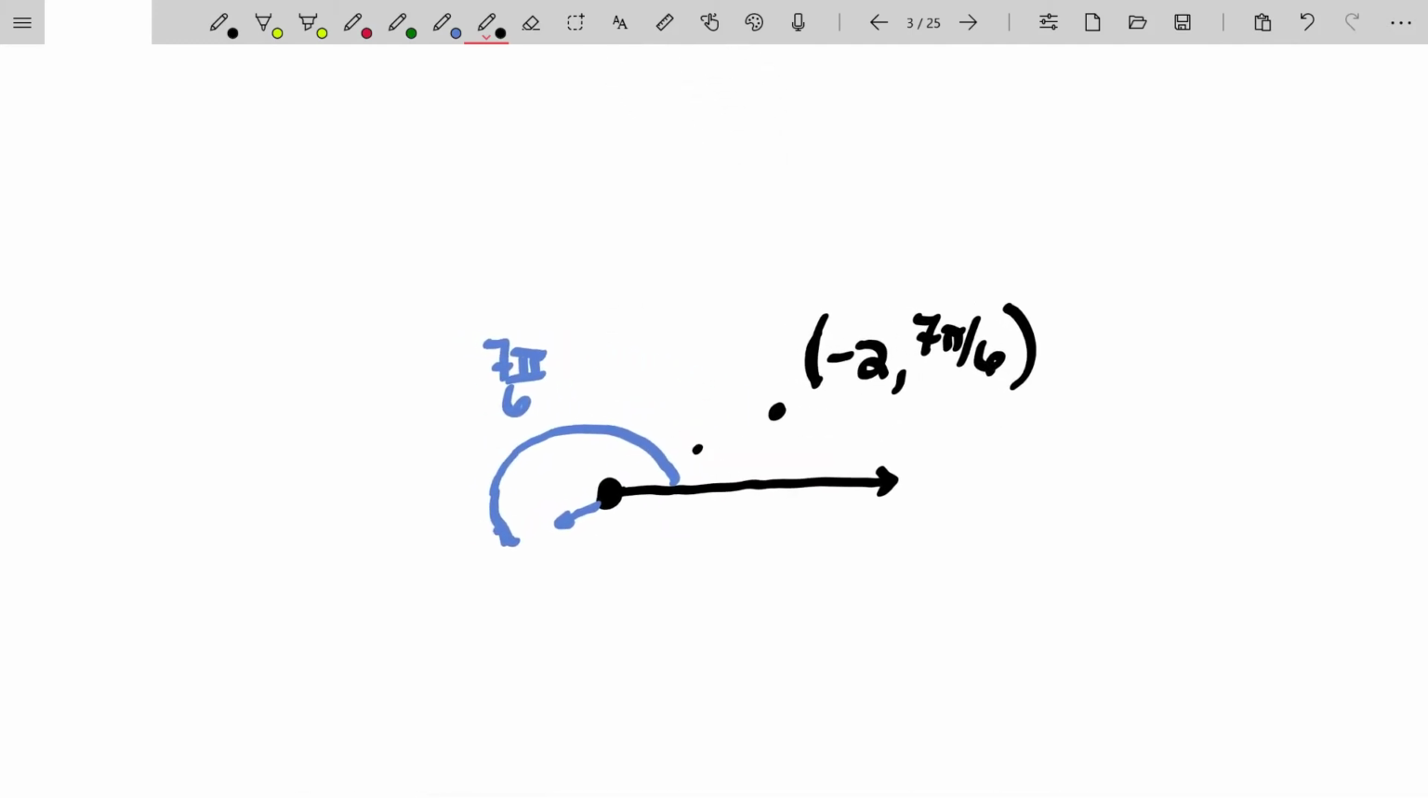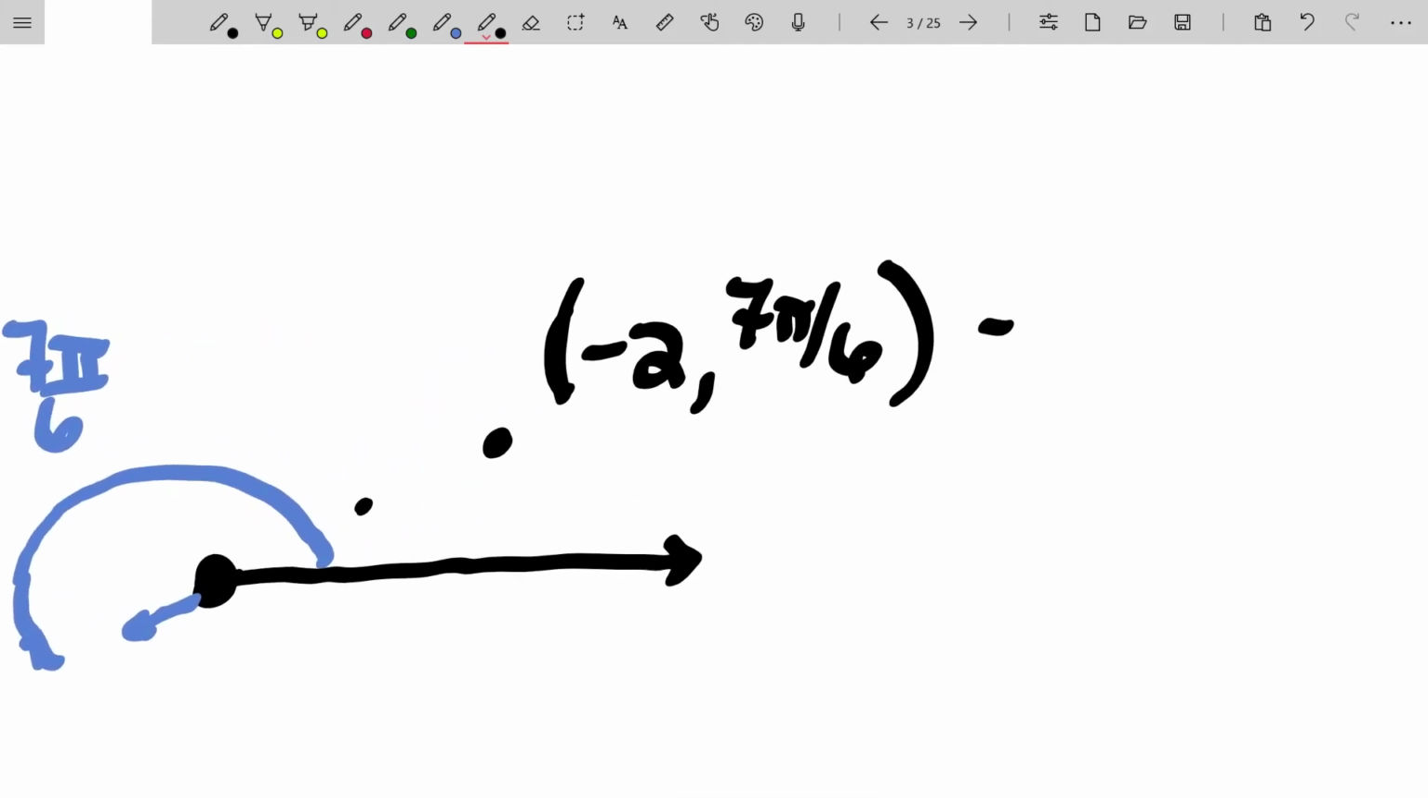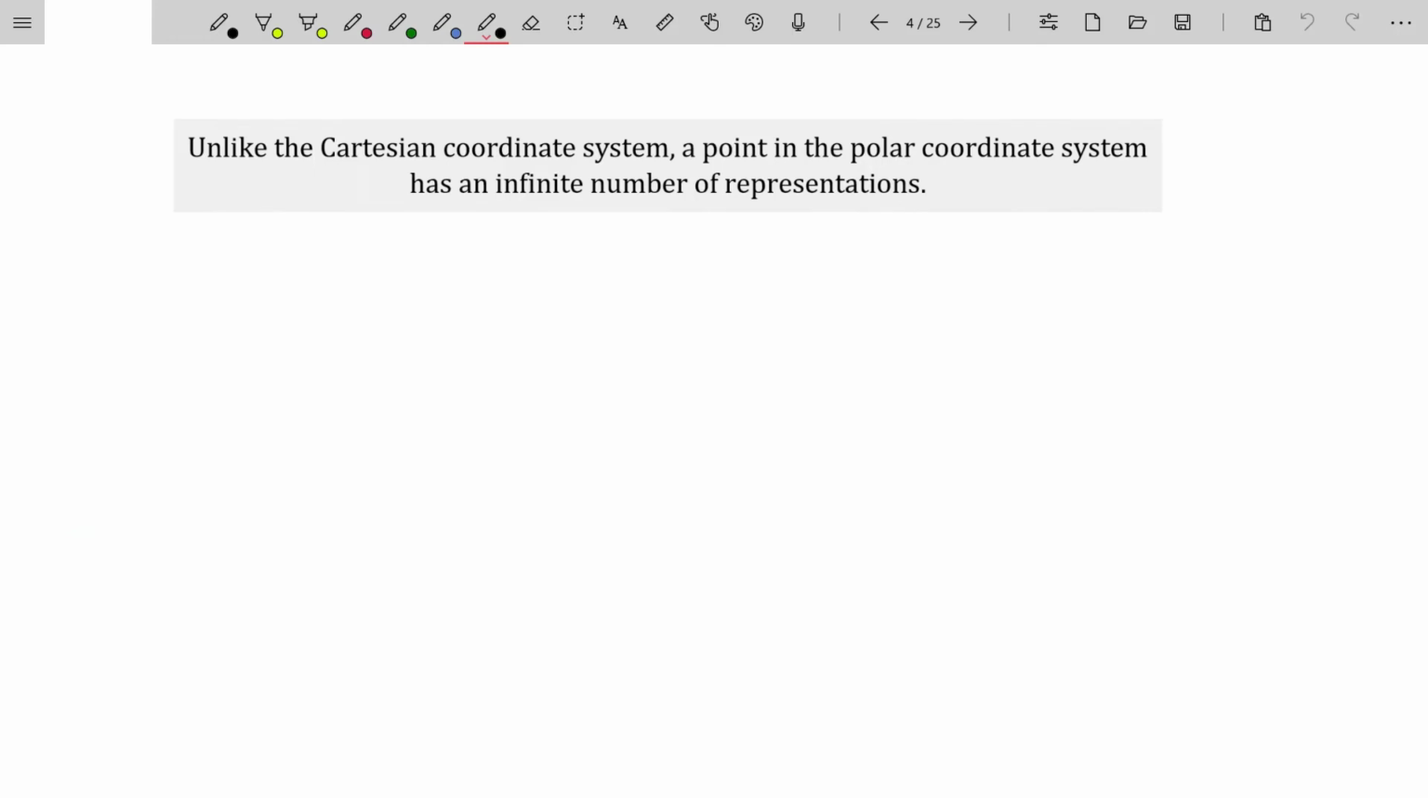If I asked you to invent other points that were similar to this, which I think is what we're going to be doing next, then you could totally do that. This point is actually the same as having turned through an angle of regular old pi over 6 and step forward 2 units. So there you go. So just remember, unlike the Cartesian coordinate system, a point in the polar coordinate system has an infinite number of representations. And that ends up being kind of weird for us because we do not have a one-to-one correspondence between a point in the Cartesian coordinate system and a point in the polar coordinate system.